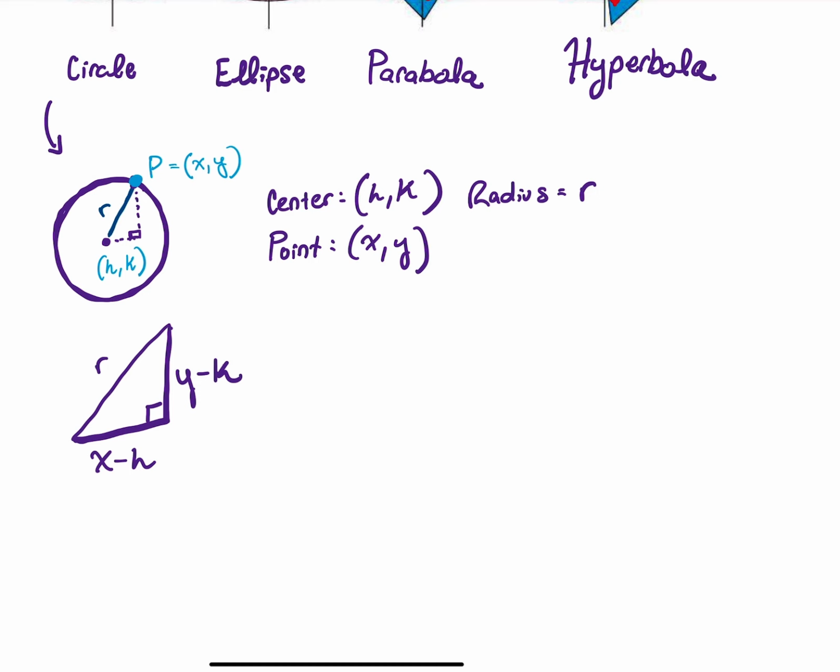So the difference between y and k gives that distance, and the difference between x and h gives this distance. So we can say by the Pythagorean theorem, x minus h squared plus y minus k squared should equal r squared. And this was our general equation for a circle. And this is also the distance formula. We're really finding the distance between this point h comma k and this point x comma y.